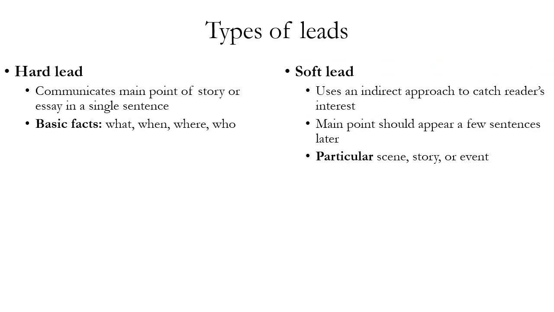There are two types of leads, hard lead and soft lead. The last example I gave about the ethics of torture was a hard lead. It communicates the main point of a story or essay in a single sentence. The soft lead is different. It's where you set up the argumentative essay or news article, as the case may be, by setting the stage with a scene, story, or event. This is a more dramatic, narrative way of grabbing the reader's attention.